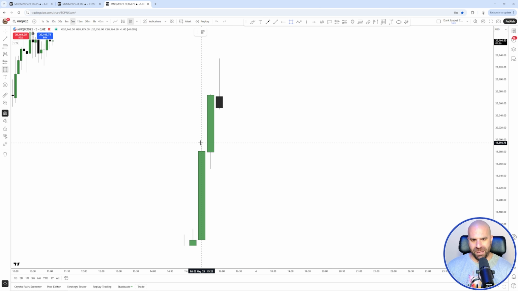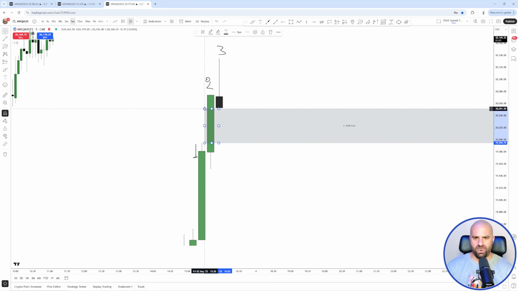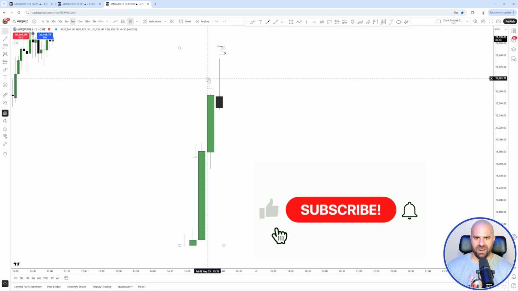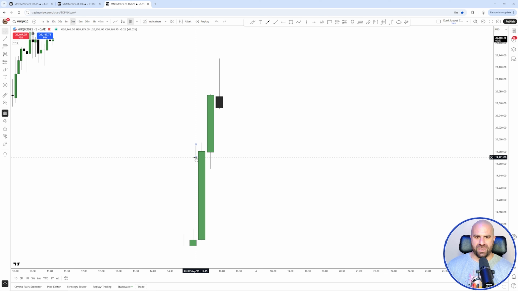A fair value gap is a gap that is being created between three candlesticks. We have candlestick number 1, let's say this huge candlestick, candlestick number 2, this one, and candlestick number 3. You see this untested gap that is created from the low of candlestick number 3 and the high of candlestick number 1. This is your fair value gap, and it always requires, of course, 3 candlesticks.